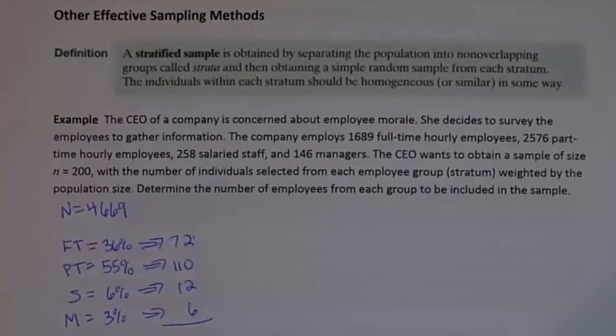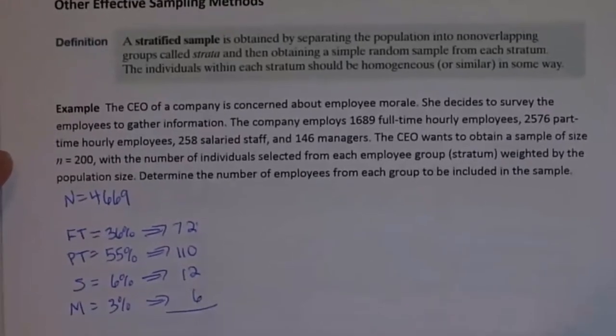So now I would probably use simple random sampling. I would take a list of my full-time employees. I'd assign them numbers from 1 to 1,689, and I'd randomly pick 72 of them. And those 72 would go into my sample. I would number the 2,576 part-time employees from 1 to 2,576, and I'd randomly select 110 of them. I would number my salaried staff from 1 to 258, and I'd randomly select 12 of them. And I'd number my managers from 1 to 146, and I'd randomly select 6 of them.